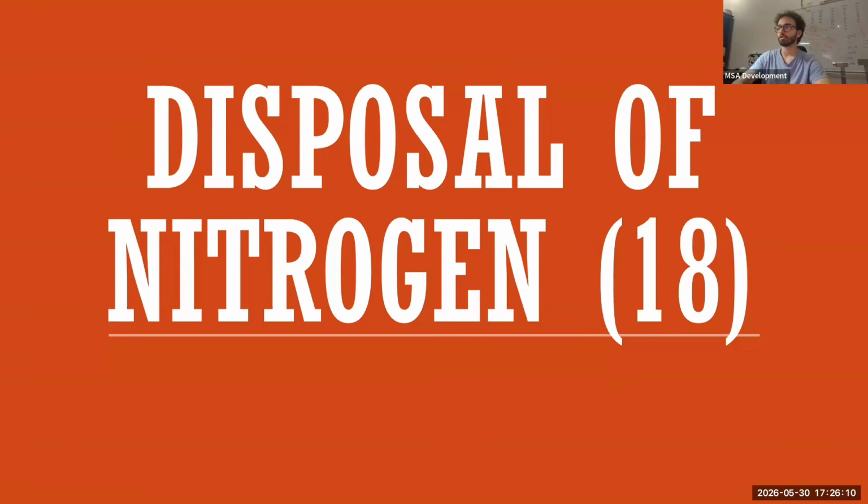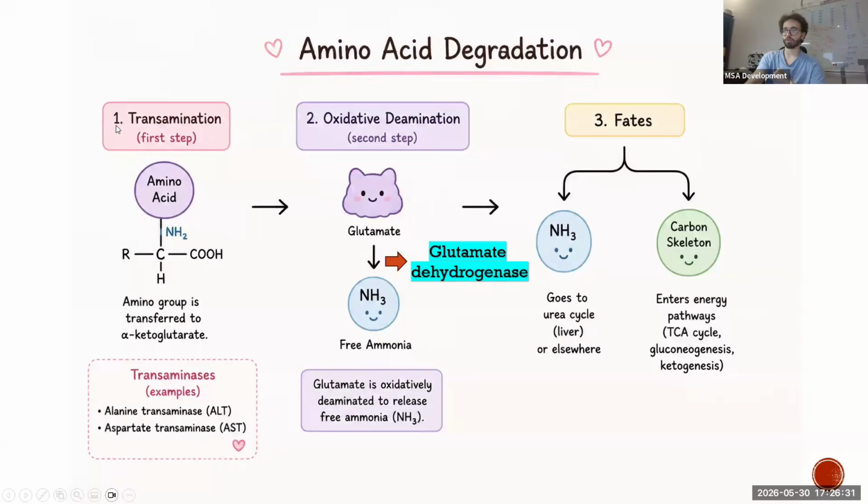We're gonna move on to the lecture, which is disposal of nitrogen. And why do we care about nitrogen? Why do we care about how it's getting degraded? Because nitrogen is a key element in amino acids. So we basically want to know how amino acids are broken down. What will happen to this nitrogen? How will we get rid of it? It's actually a very simple process.